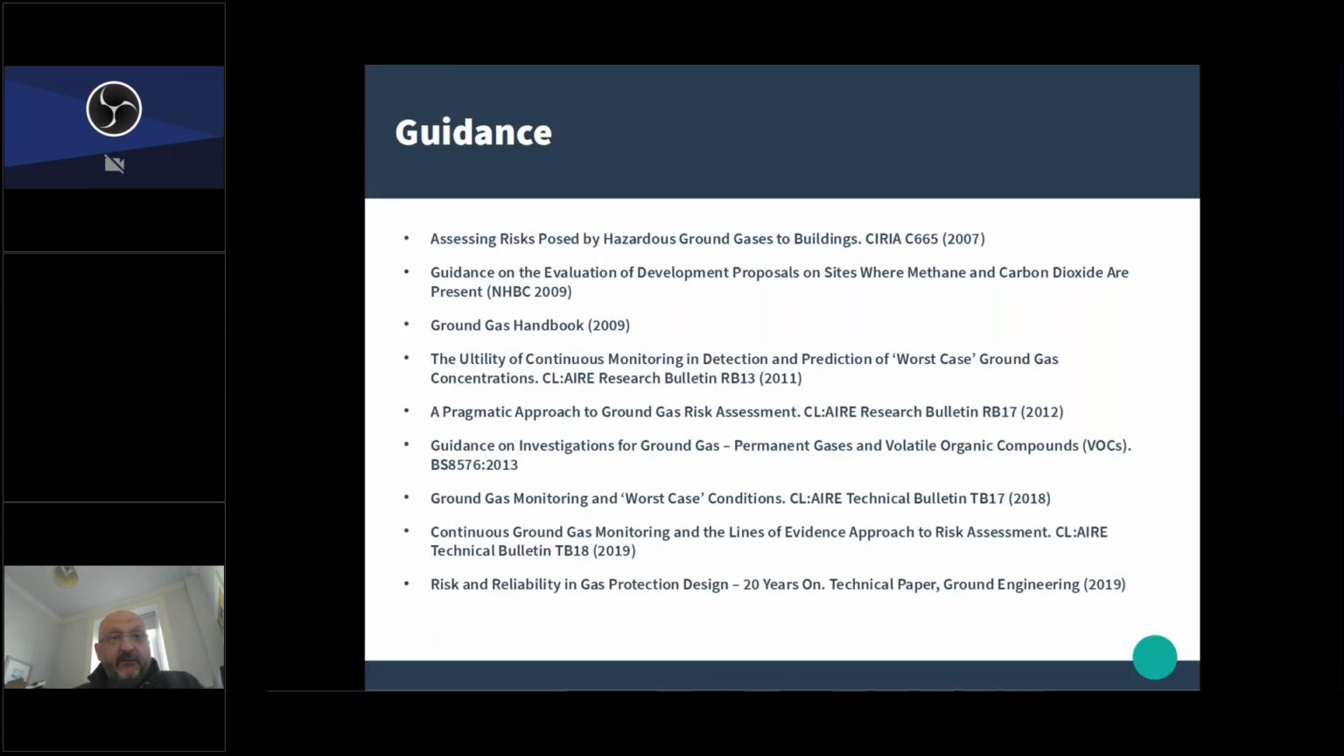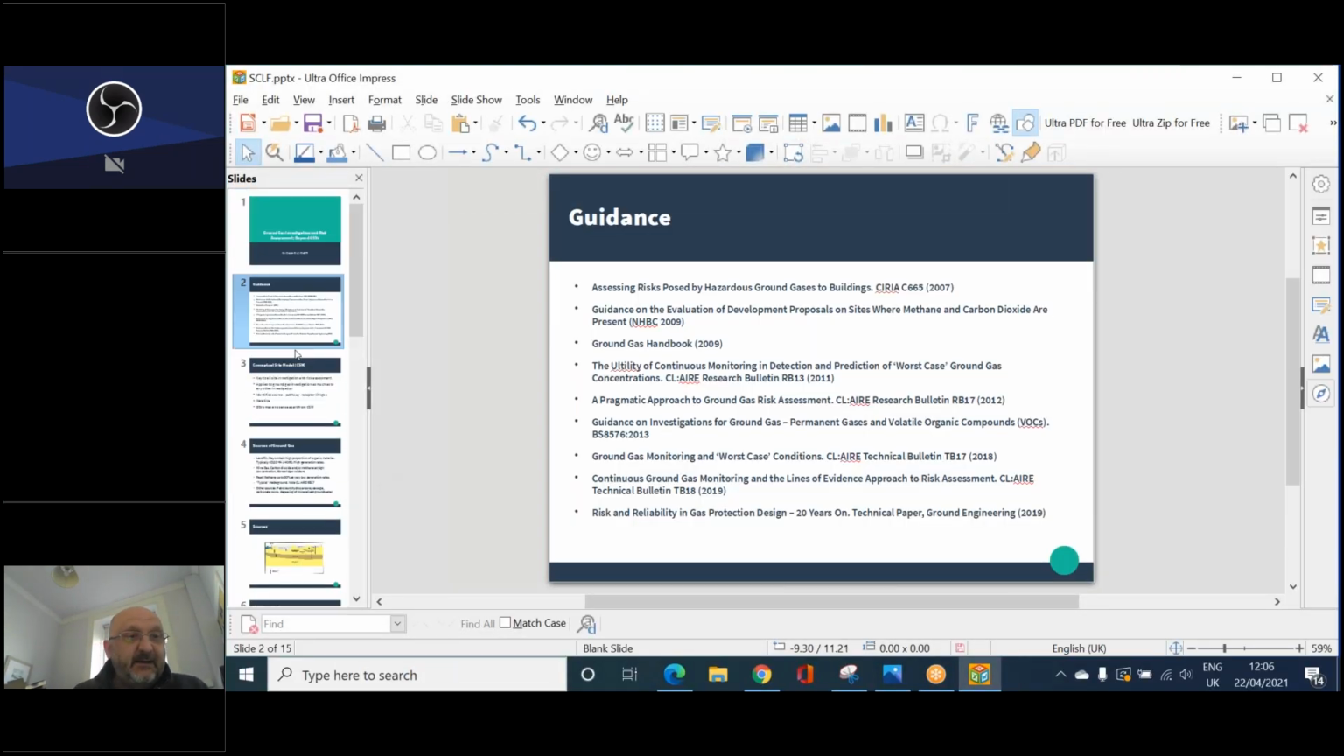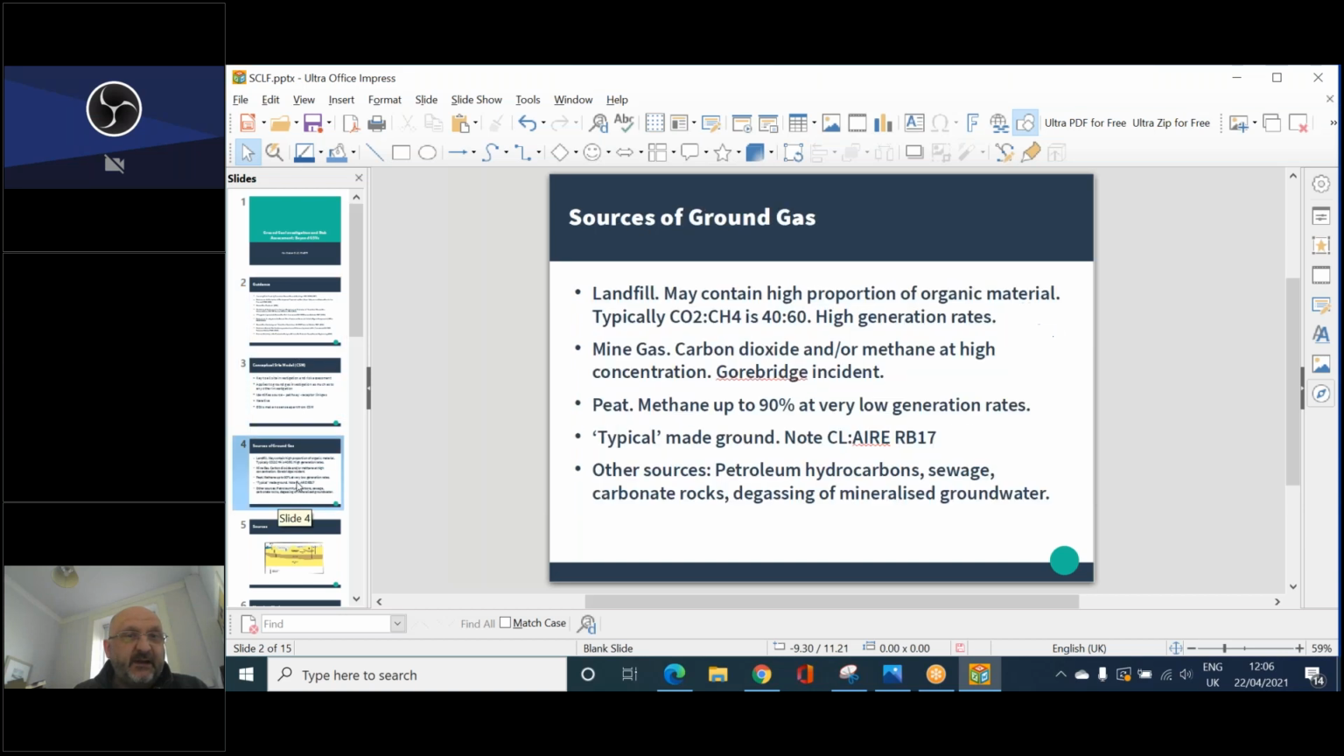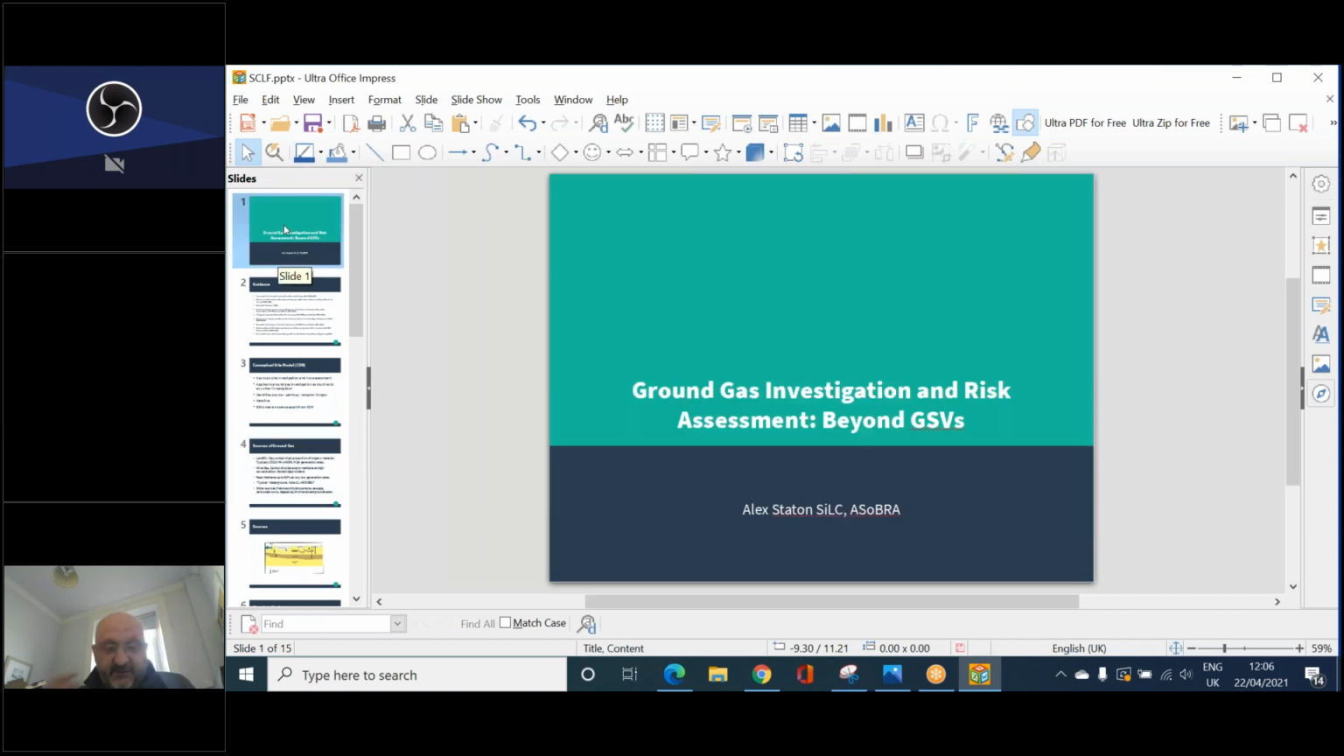Oh, missed one out. Oh, where's that gone? I had some problem with my slides earlier. I did have a picture actually of two incidents. The Loscoe one way back in the 80s when landfill gas migrated into a bungalow and there was an explosion. Thankfully, nobody was hurt, but the bungalow was totaled. More recently, there was the Gorebridge Incident.